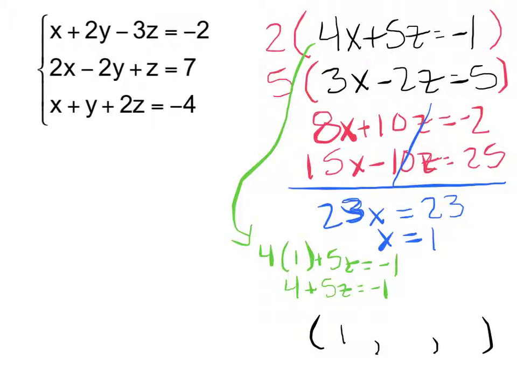Now this is just solving. Subtract 4 from both sides. So 5z equals negative 5. Divide both sides by 5 and we get our value of z, which is negative 1. So I'm going to add that where it needs to go as well.